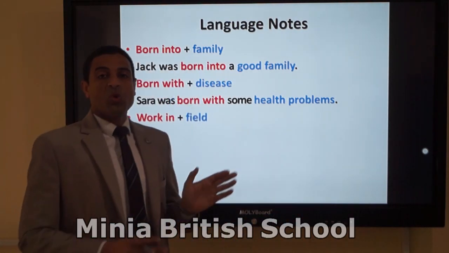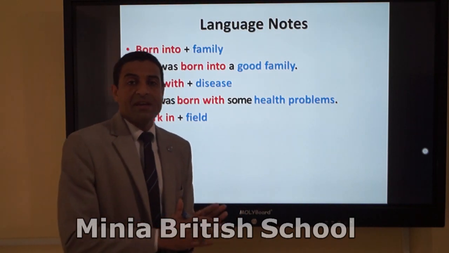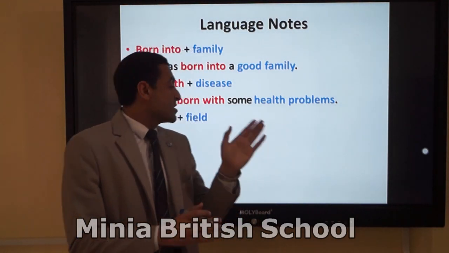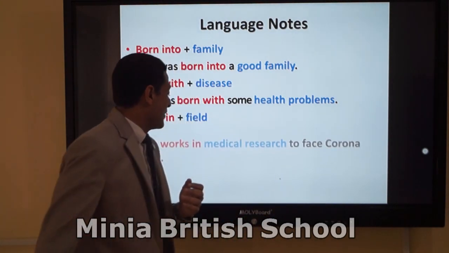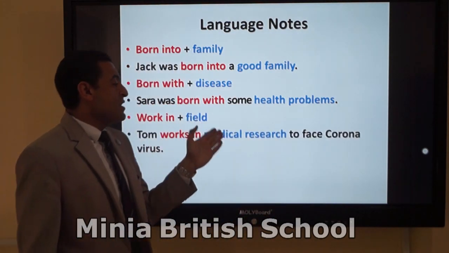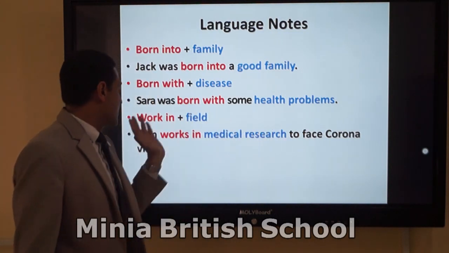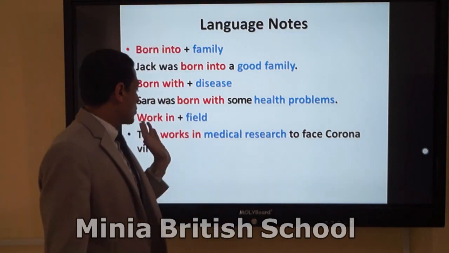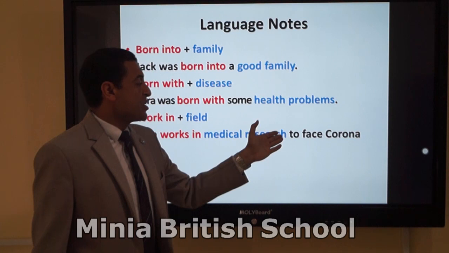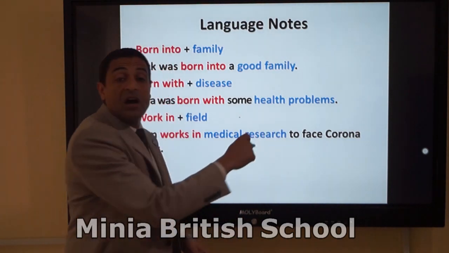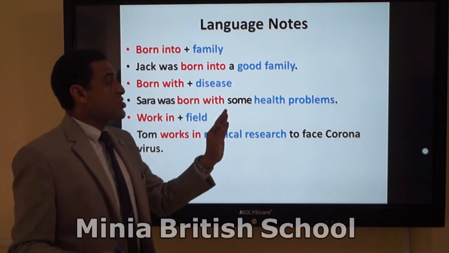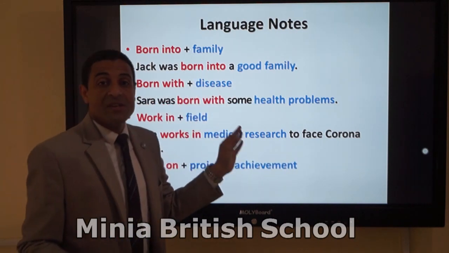So here, work in. You have to mention the field that this person works in. Just like this one: Tom works in medical research to face coronavirus. So here I mention the field which Tom works in.